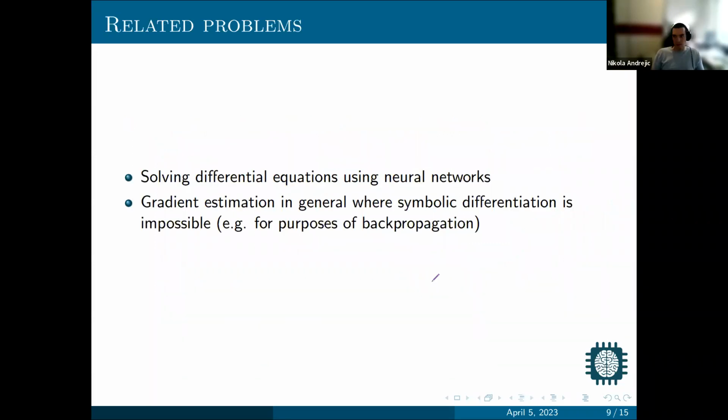Okay, so this problem is related to the problem of solving differential equations using neural networks, and the authors give some references to papers that do that. But in general, this is related to the problem of gradient estimation, where symbolic differentiation is impossible. For example, if you want gradients for backpropagation, but you cannot symbolically differentiate, then it would be useful to have a good estimator of Jacobians.